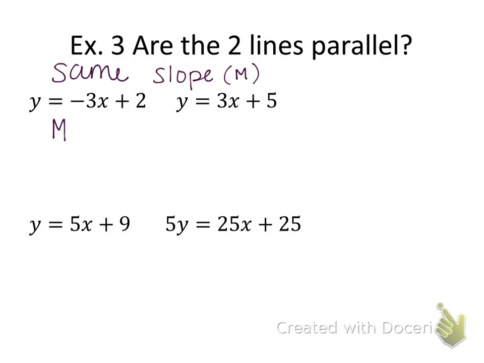What is the slope, or m, in the first equation? Negative 3. And what is the slope in the second equation? 3. Are these parallel lines? Look at what their slopes are. The first one's negative 3 and the second one's positive 3. No, they have to be exactly the same to be parallel lines. So my answer is no, because they do not have the same slope. But look at the next example.